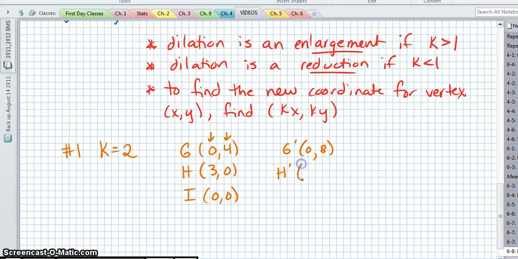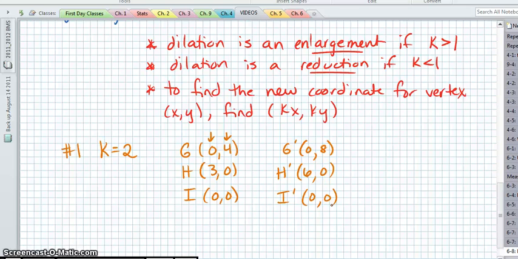H prime, let's see, I'm going to multiply 3 by 2, and that gets me 6. 0 times 2 is 0, so that works out really nicely. And I prime is 0 times 2 is 0, 0 times 2 is 0, just 0, 0, so it's the same point again. Please go ahead and take a moment to graph this on your paper. And when you do that, you will see that, of course, you get similar figures. We have two right triangles here, and they are proportional because we are multiplying every coordinate by 2. And that's our dilation, that's our enlargement.